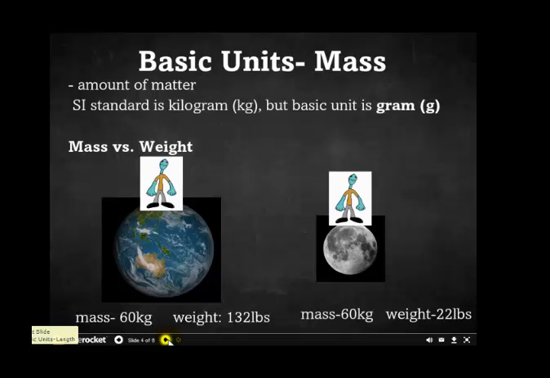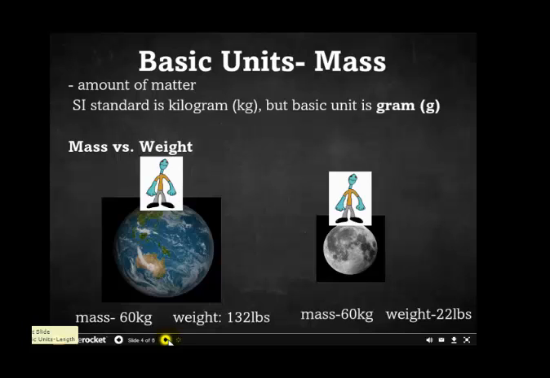But a kilogram is about the mass of a can of soup, a big can of soup. So we don't use a kilogram a whole lot. We're dealing with smaller amounts of matter, so we tend to use the gram, whose symbol is g.